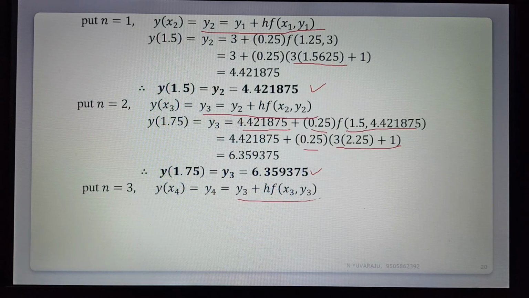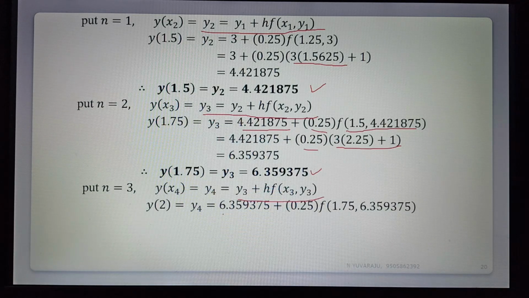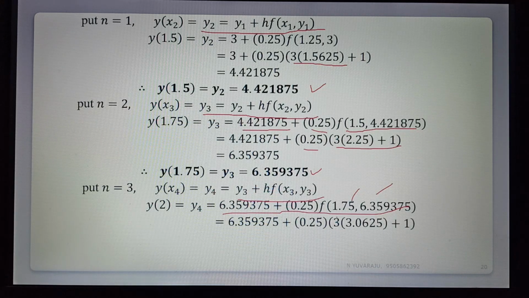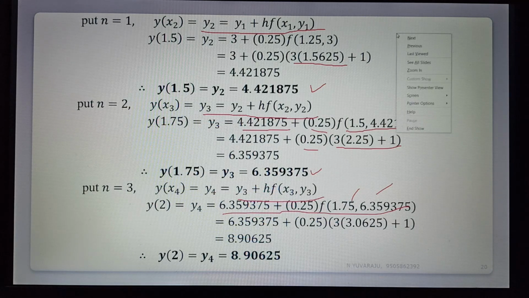Next the fourth value, substituting n is equal to 3. y3 plus h into f of x3 comma y3. Here f of x comma y is 3x square plus 1, that is 3 into 1.75 whole square plus 1. Simplification gives y of 2 is equal to y4, 8.90625. So it depends on the step length: the values extend according to how we take the step length. If the step length is larger, we find fewer values. If the step length is very small, we find more values. So that is Euler's method.